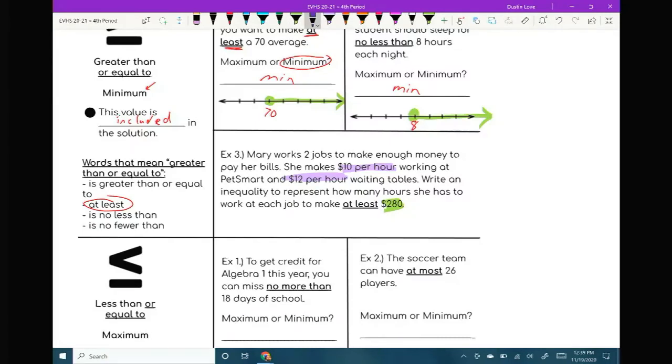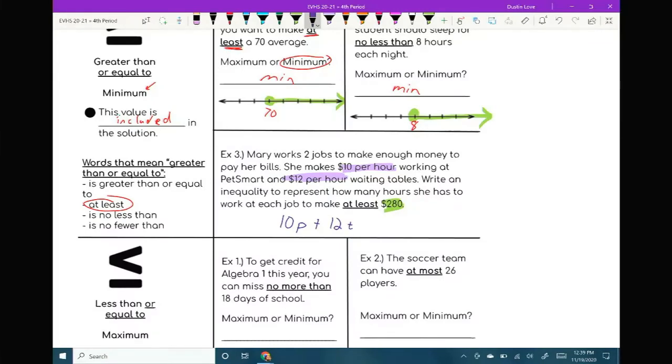And also on these standard form problems, I prefer to write them with variables that have meaning. So whenever I write 10, well, she's making $10 an hour at PetSmart, so I'm going to use a P for PetSmart, plus $12 per hour waiting tables, and so I'm going to use a T for the tables she's waiting.